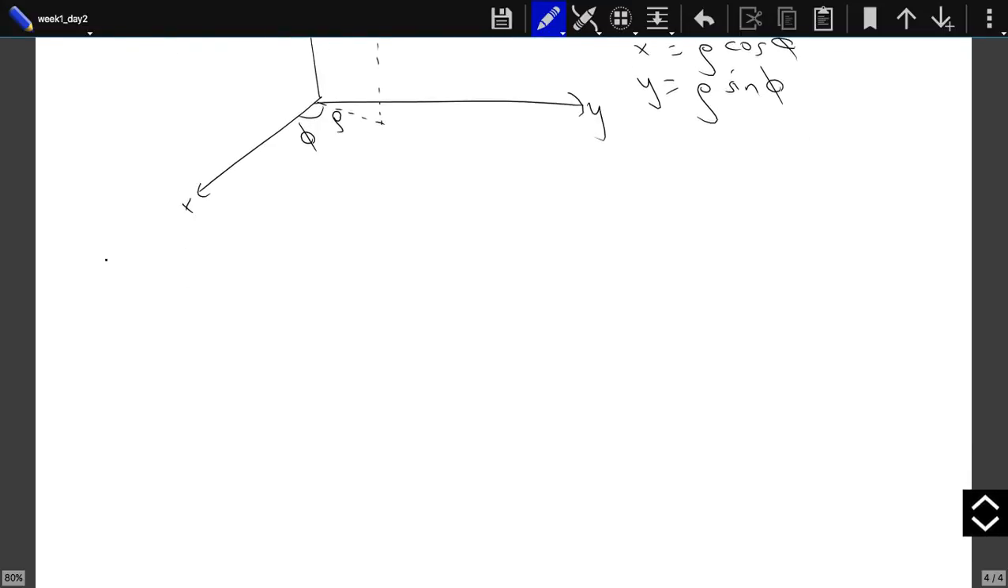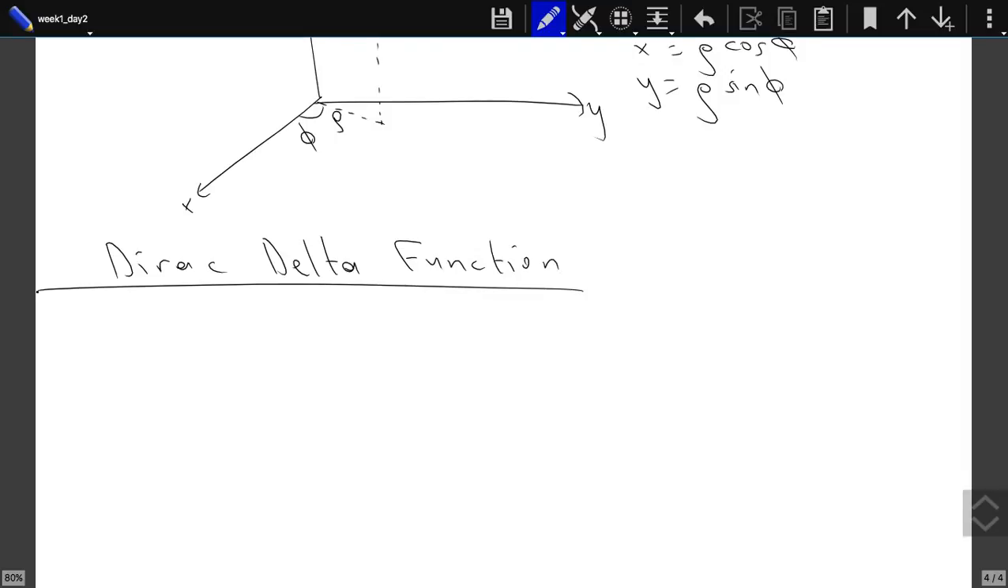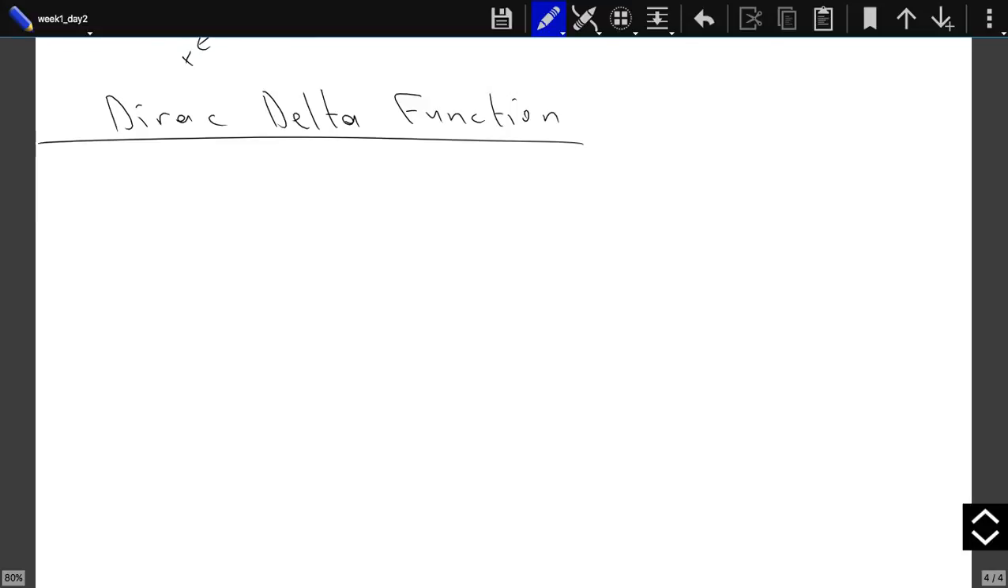Now I would like to discuss the Dirac delta function. Are you familiar with the Dirac delta function? Yes, okay. So let's do an example that will motivate the Dirac delta function.